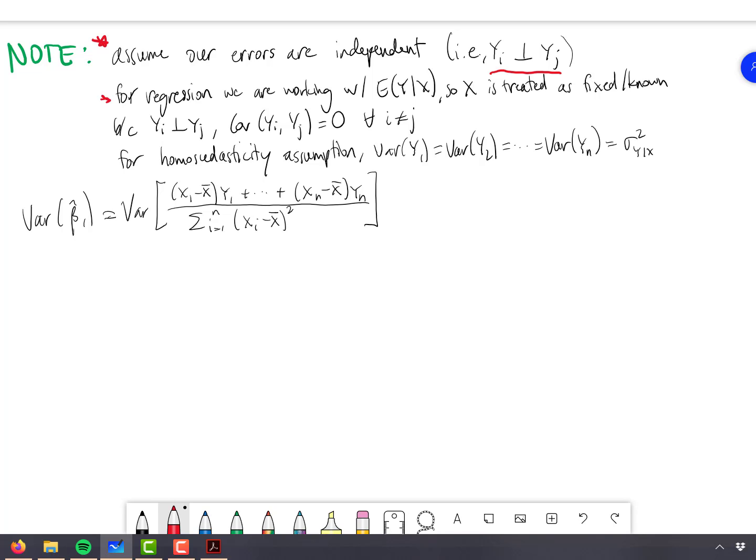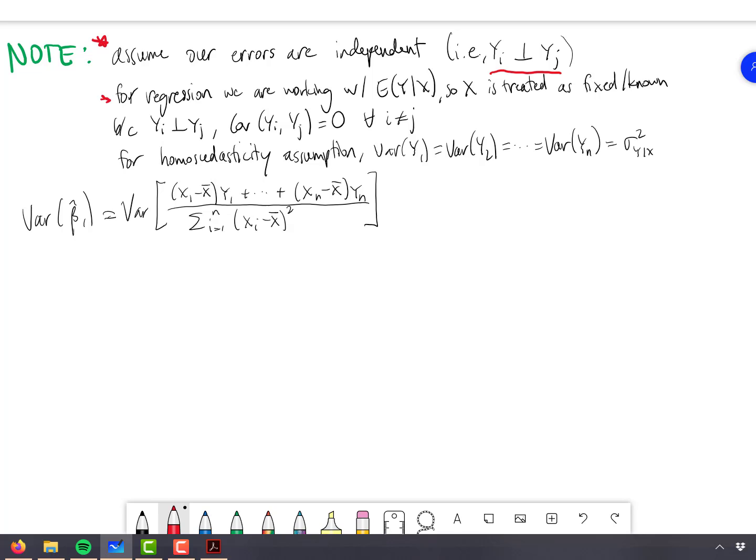Specifically for regression, for our second point, we are working with the assumption of the expected value of y given x, so given our predictors. Because of this, we can treat our x as fixed or known quantities. They're not themselves random variables, but just constant values. Further, because we assume that our outcomes yi and yj are independent of one another, that implies that the covariance of yi and yj is equal to 0 for all combinations of i and j that aren't equal to each other. In other words, the covariance of yi and yi is really just the variance of yi.